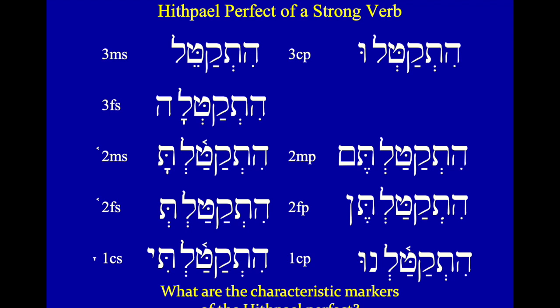I'm going to show you the forms here, and then I'll explain what it means in just a moment. But just for now, notice this form, a hit. You've got a hit stuck on to a root that you know, and then perfect endings. You're looking at a Hithpael perfect. Do you see that hit on the front?